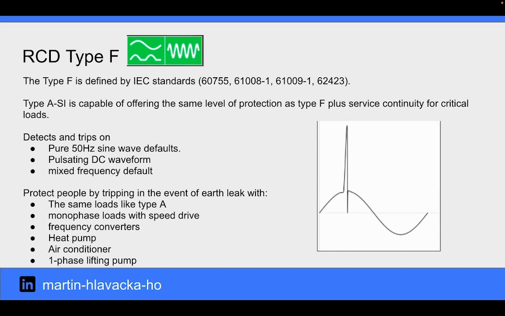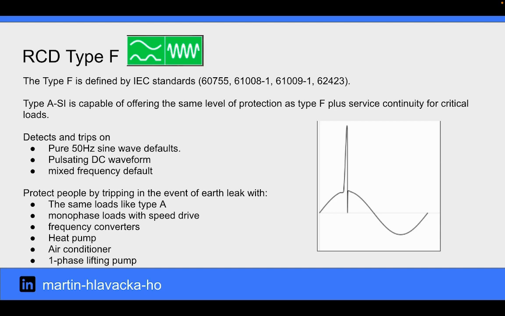The fourth type is type F. This type of RCD senses and trips with 50 Hz pure sine wave faults, pulsating DC waveform, and mixed frequency faults. Type F RCDs protect people by tripping in the event of an earth leak with the same loads as Type A, plus single phase loads with variable speed drive, frequency converters, heat pump, air conditioning, and single phase lift pump.